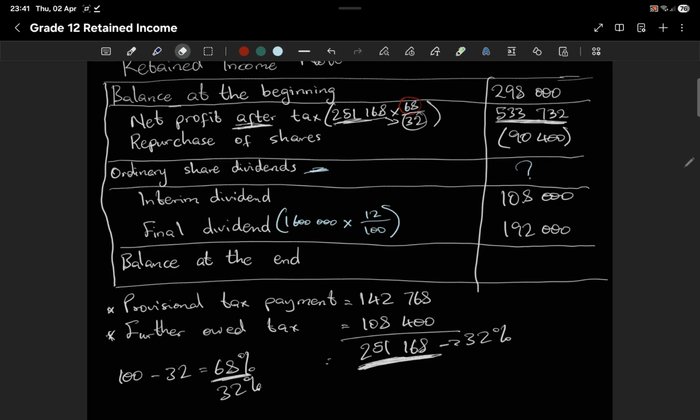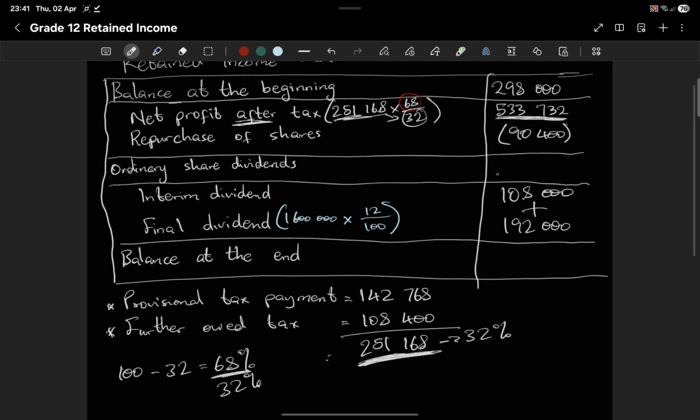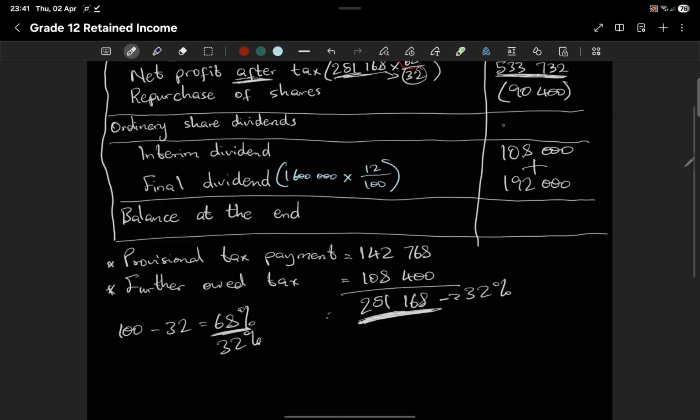Then let's continue. Now that we got the final dividends and also the interim dividends, we must add these two to get the ordinary share dividends. Okay, now when you add them, you must get 300,000, and it must also be in brackets.